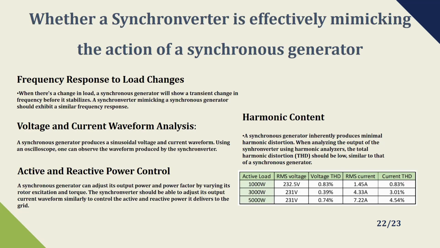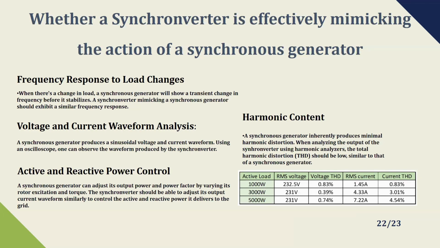And the third one is active and reactive power control. A synchronous generator can adjust its output power and power factor by varying its rotor excitation and torque. The Synchronverter should be able to do the same, and it is able to do that. And the fourth one is harmonic content. Over the physical analysis, we have seen the total harmonic distortion of the voltage and current is below 5%. So we are able to achieve that with our Synchronverter solution.